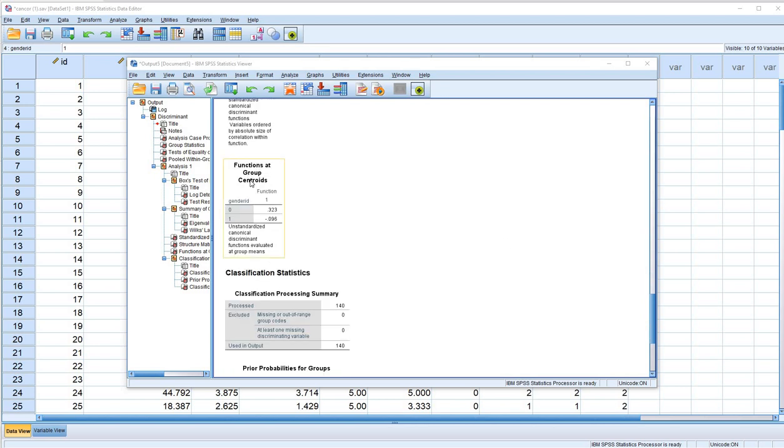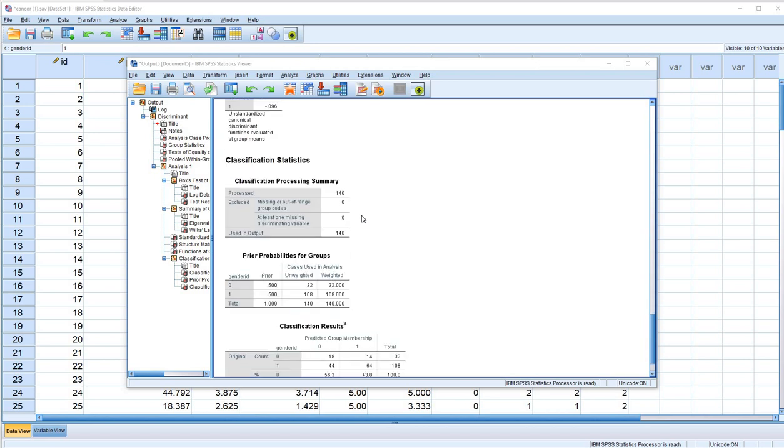We'll scroll down. You can see that we have functions at group centroids. So these are basically the means of the discriminant functions for each of our two groups. So this is for persons identified male, that's the mean for the discriminant function. For those identified as female, that would be the mean as well. So you can see that males would be scoring higher on the discriminant function than females. And so if we had named the function and given it some kind of meaning, then we would basically be saying that males were scoring higher than females with respect to whatever that meaning happened to be.